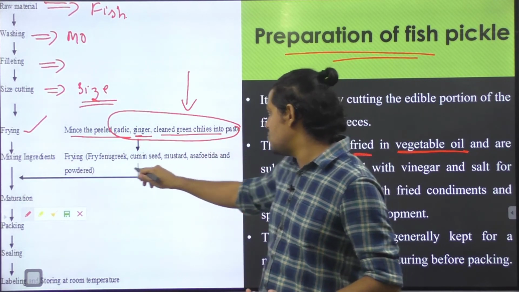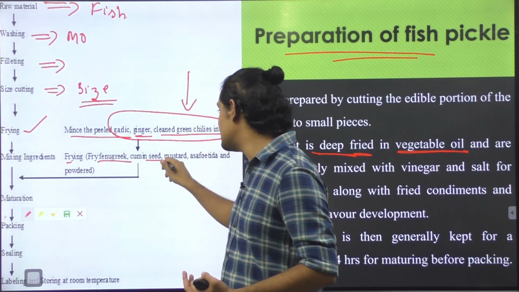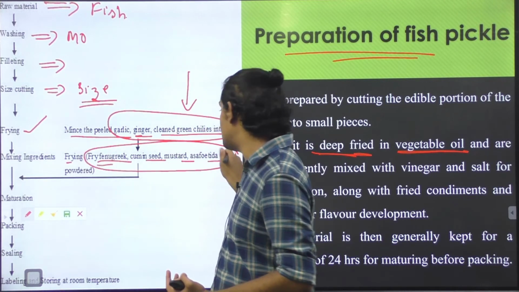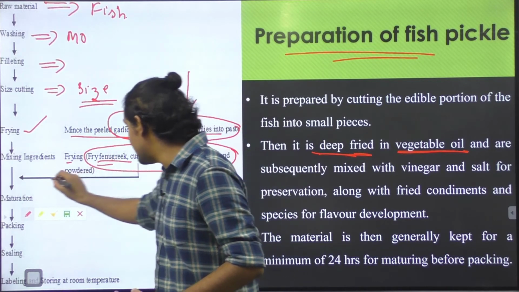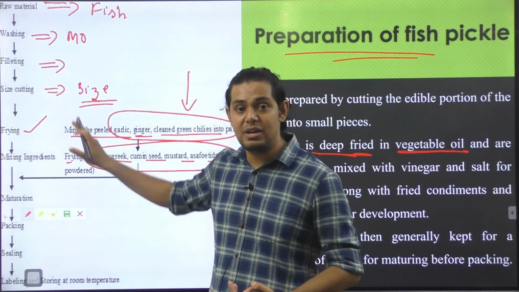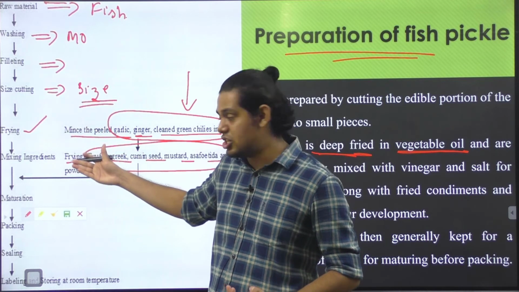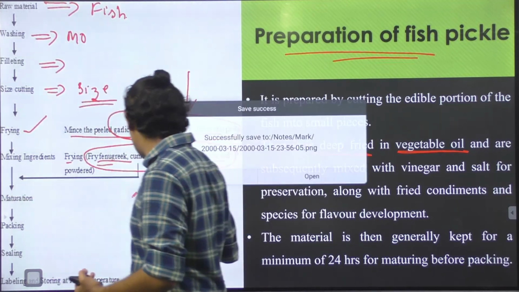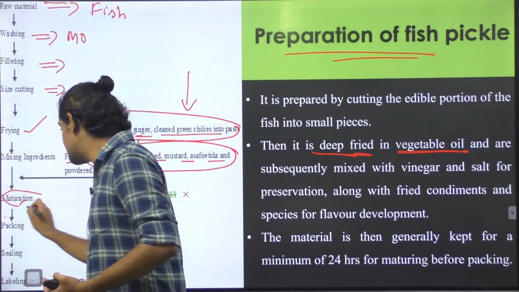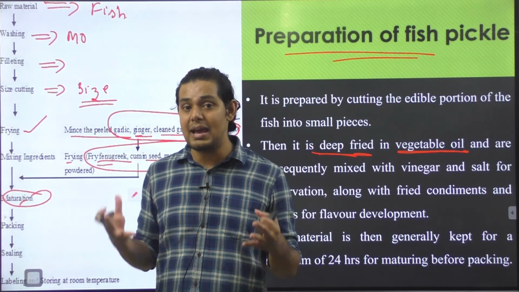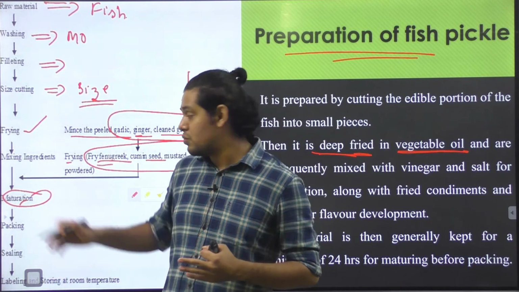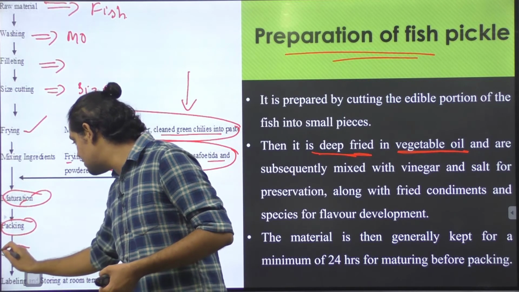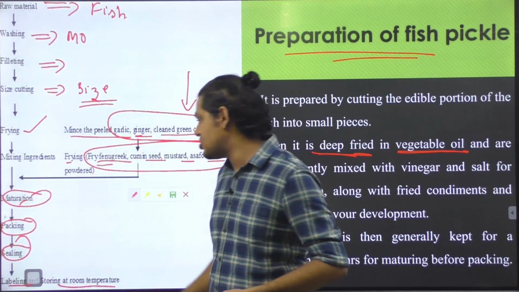Besides them, we also use fenugreek seeds, cumin seeds, mustard and asafoetida powder. All of them will be fried and then powdered. These are mixed together with the fish which has been deep fried in the vegetable oil. After which we subject it to maturation. In maturation, we leave it for some time for flavor enhancement, so the flavor is absorbed effectively by the fish which has been sliced into proper portions. After which we subject it to packing, sealing, labeling and storage at room temperature.